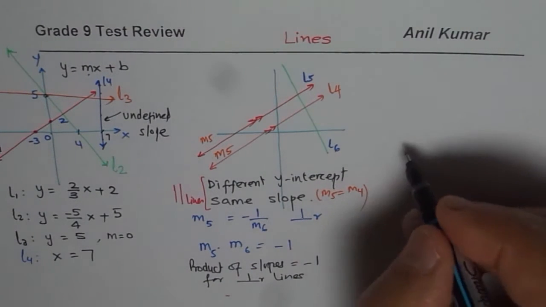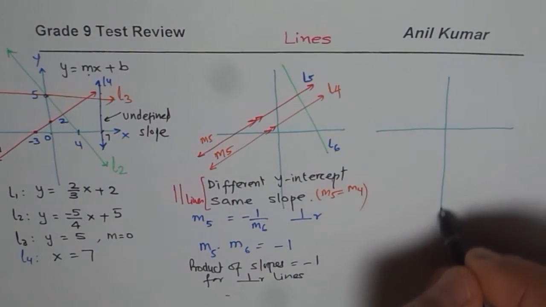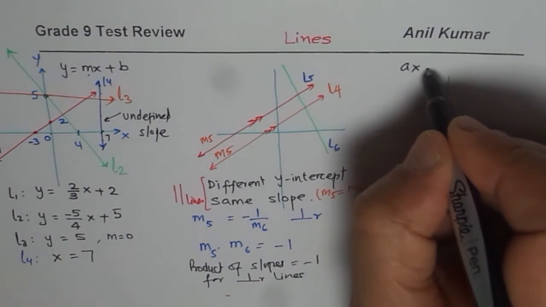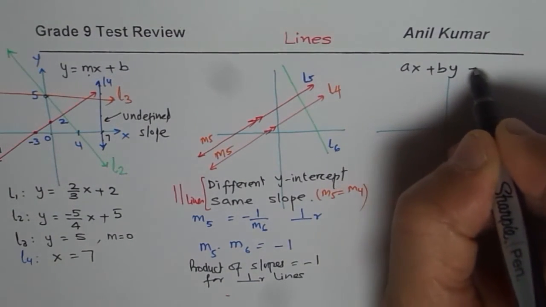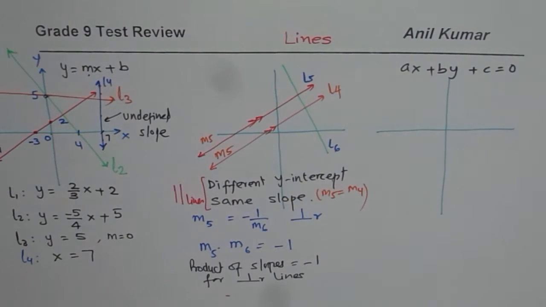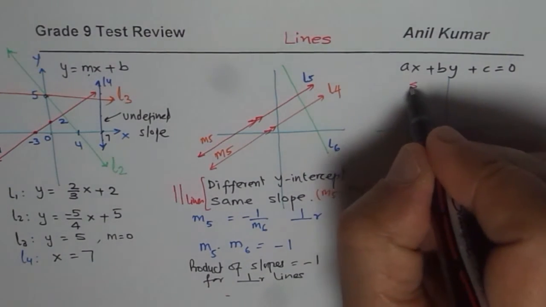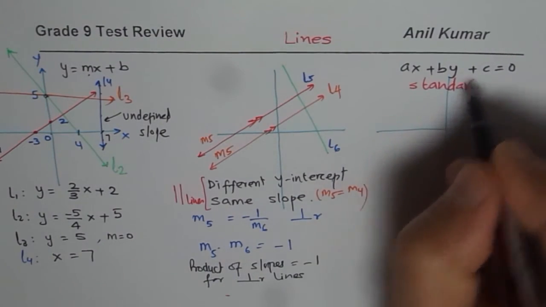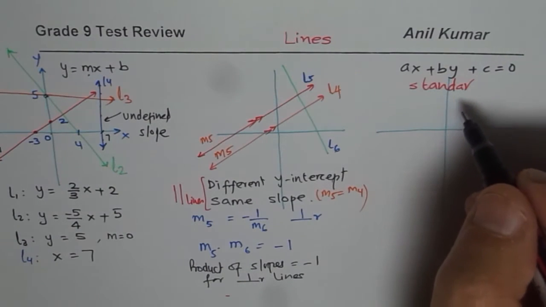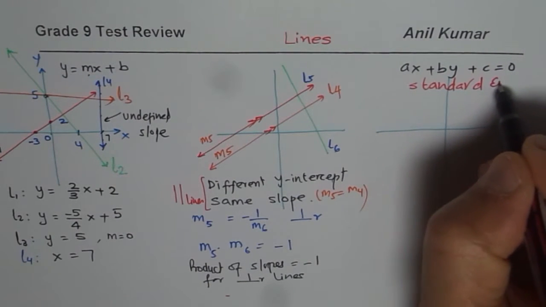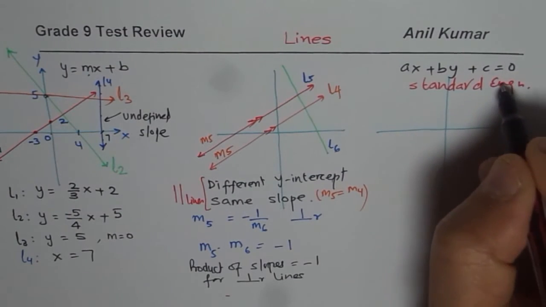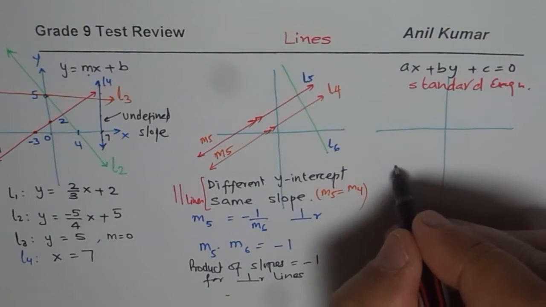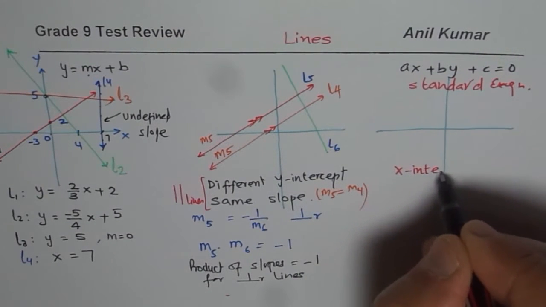Now, another form of equation which we all know is the standard form of equation. For a line, we will write this as ax plus by plus c equals 0. Now that is the standard form of equation, and it is very helpful to graph any line, right? That is also helpful for graphing. We'll talk about graphing also. So the standard equation of a line, right? Okay, so here the beauty of this equation is that we can easily find x-intercepts and y-intercepts using this equation.